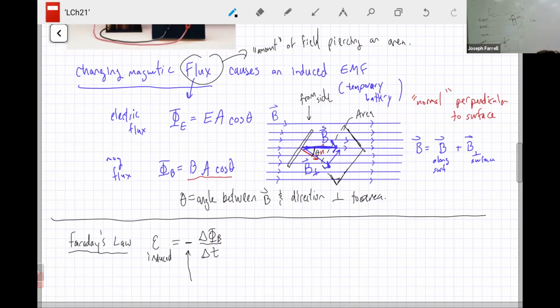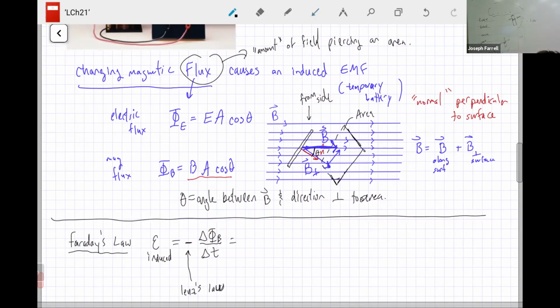This is such a confusing minus sign that it's got its own name. It's called Lenz's law, and I'll mention that a little bit later. But I just want to get the general idea across. If your magnetic flux is changing in time, then you get an induced EMF. That's why the needle was only changing when I moved the magnet. It doesn't matter what the magnetic flux is, just as long as it's changing.